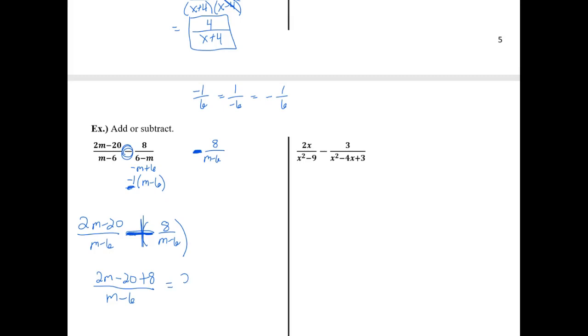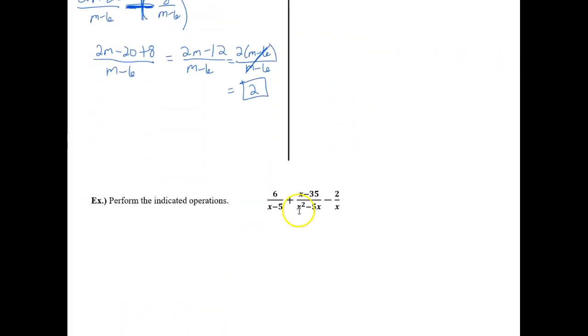I combine my like terms. Negative 20 plus 8 would be a negative 12. Once I've combined my like terms, I factor one last time. In the numerator, I have a GCF of 2. I pull that out, and I see m minus 6 divides out from the numerator and denominator, leaving me with only 2, or 2 over 1. Go ahead and try the examples on the right, including this last one with addition and subtraction.